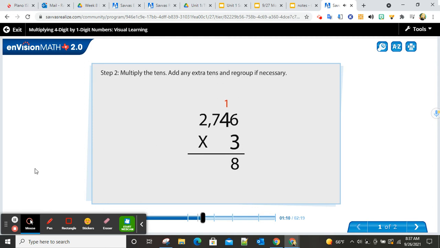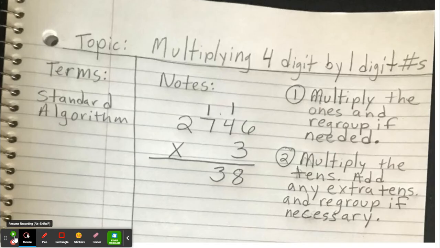Step 2. Multiply the tens. Add any extra tens and regroup if necessary. Let's add this step to our notebook. Here's step 2 written in my notebook. Notice I also solved that part of the problem. I said 4 times 3 equals 12, and I added 1 that I needed to regroup, and I got 13. Then I wrote my 3 down below, and I regrouped my 1 above the 7. Pause if you need to write these notes.